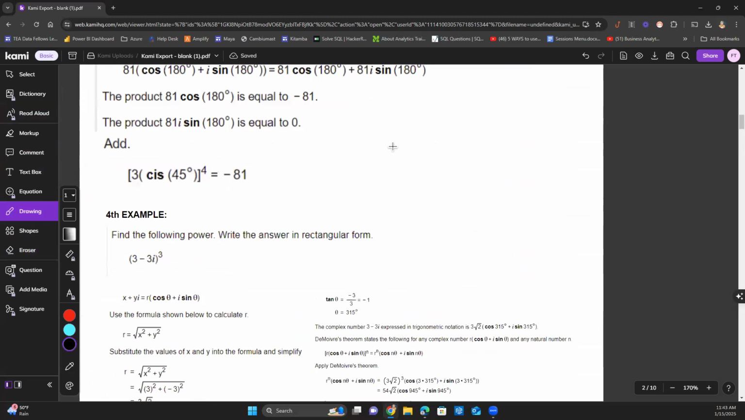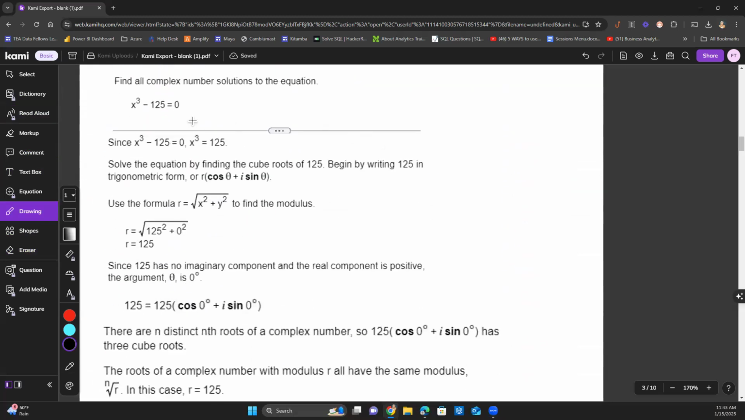So after we find the powers of the complex number, the last example we have of the homework is finding the roots of complex numbers. So when we have any question like x cubed minus 125 is equal to 0, we will add 125 to each side, and then the equation we need to solve is x cubed is equal to 125. So basically, we're going to take the cube root of 125 to find x.